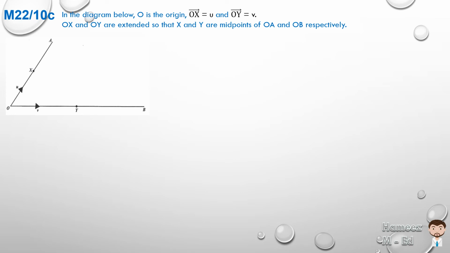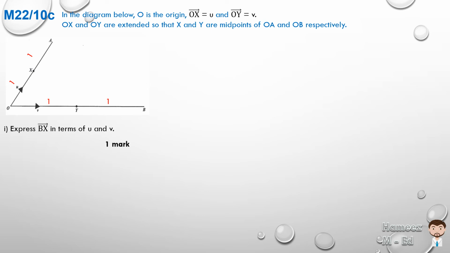So if we look at our diagram, we can spot that OX is u, and since X is the midpoint, or halfway between O and A, then the length from O to X is the same as the length from X to A. So it's like a ratio 1 to 1. And similarly, OY is v, and Y is the midpoint of OB, so the length from O to Y is the same as the length from Y to B. So 1 to 1.